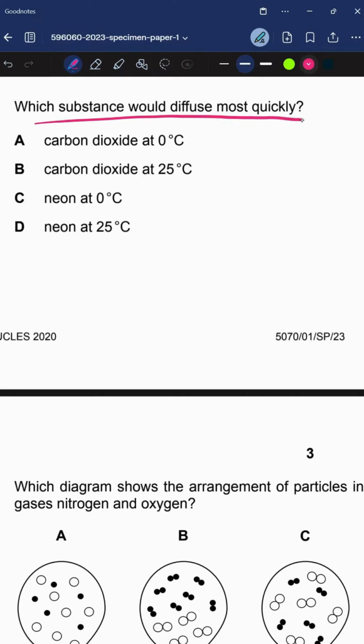Which substance would diffuse most quickly? Alright, now we've got to compare carbon dioxide and neon. So carbon dioxide at 0 degrees Celsius, carbon dioxide at 25, neon at 0, or neon at 25 degrees Celsius.